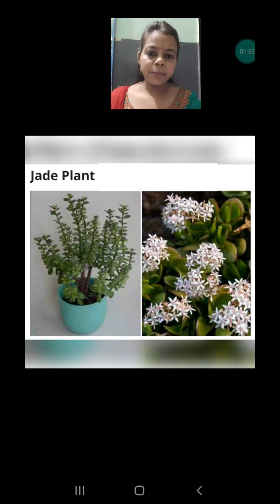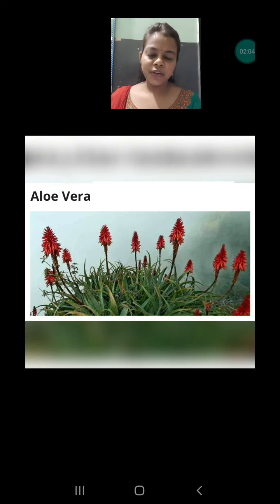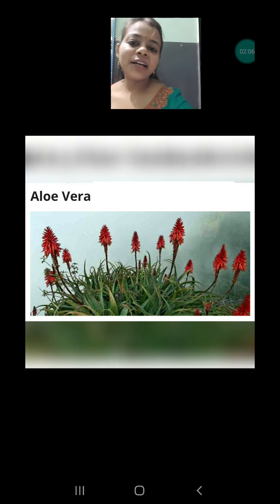Next is the jade plant, which we grow as an indoor plant, and it enhances the look of our house. Next is the aloe vera plant. So these types of plants grow in the desert.